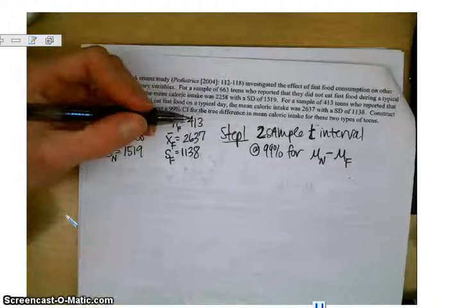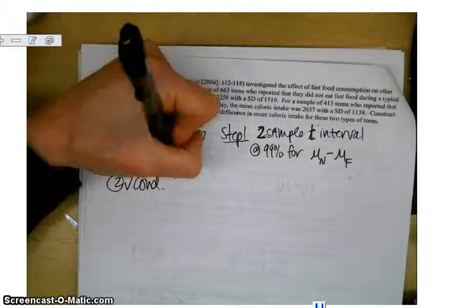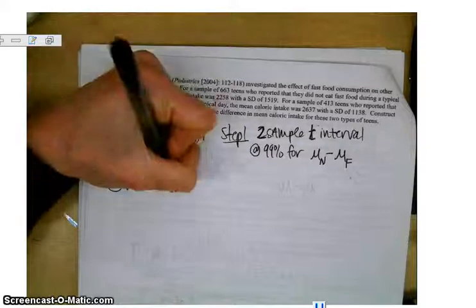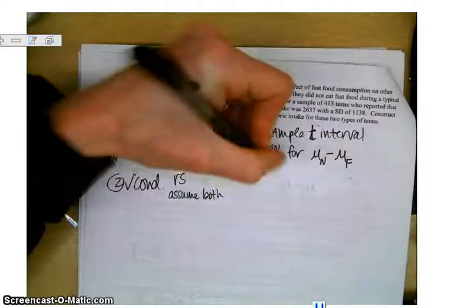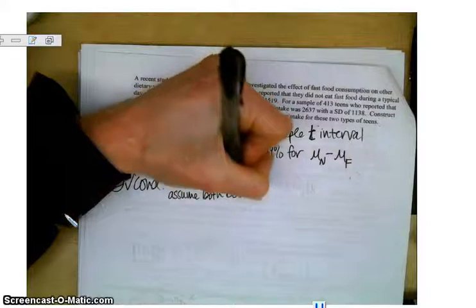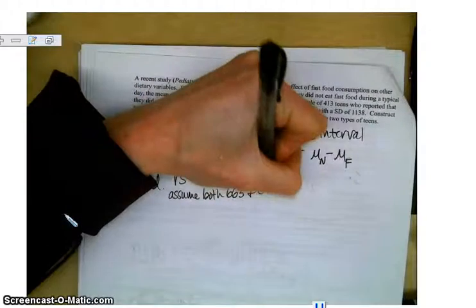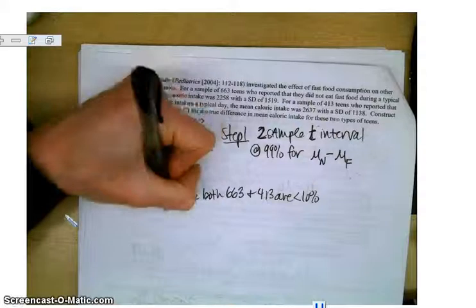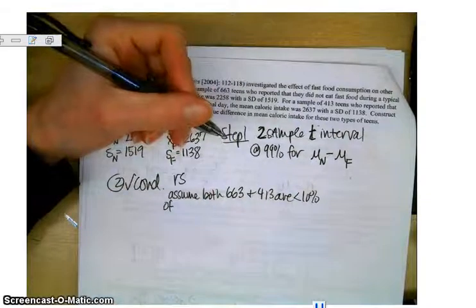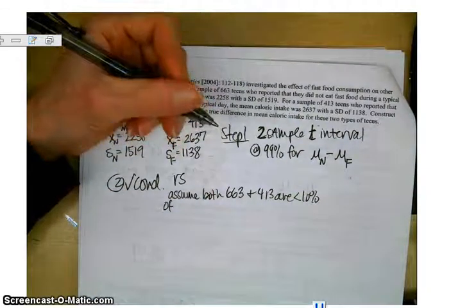All right, so now step 2, check our conditions. So condition 1, it was a random sample. Condition 2, we're going to assume that both 663 and 413 are less than 10% of all teens. Do we have to? Yep. This is not an experiment.